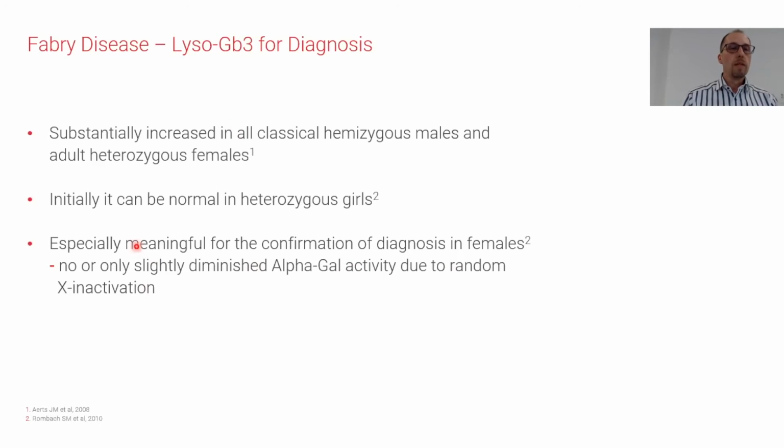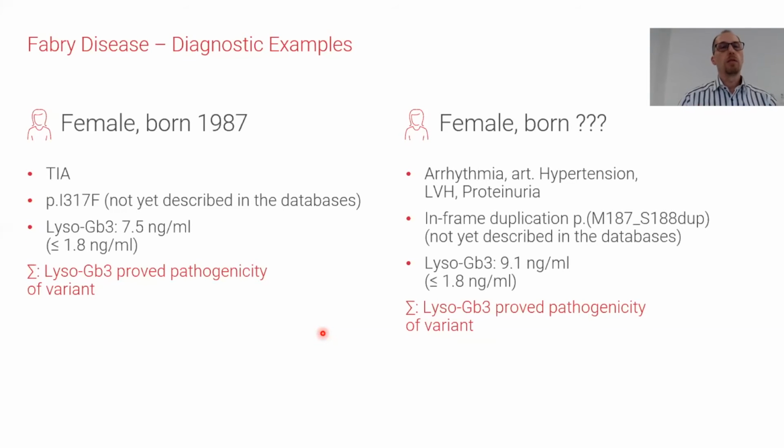So lyso-Gb3 gives us the option to evaluate the biological meaning, the pathological influence of a given genetic variant in a female patient. And this is what I try to show you now with some diagnostic examples we diagnosed here at CentoGene. These are two typical cases. One female patient born in 1987, another female patient where the birthday was not given. One was diagnosed for a transient ischemic attack, the other one for arrhythmia, left ventricular hypertrophy and proteinuria.